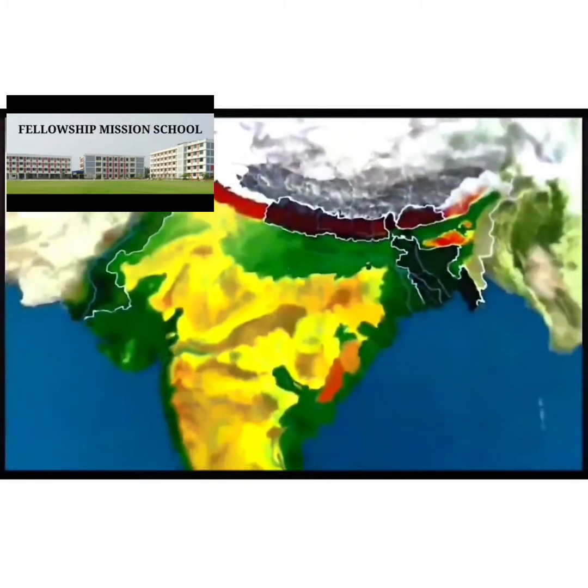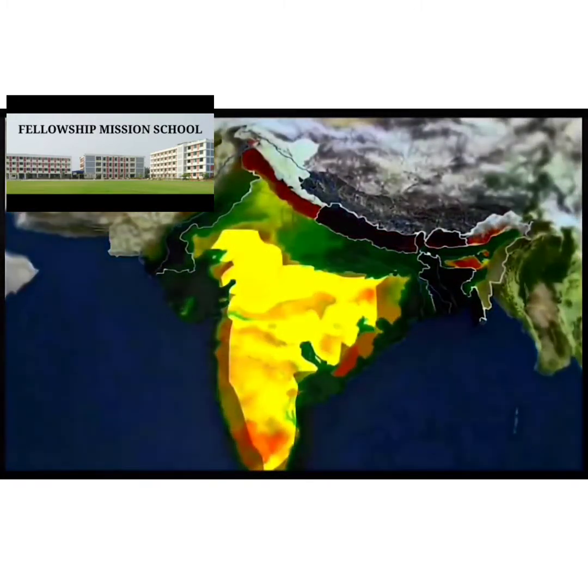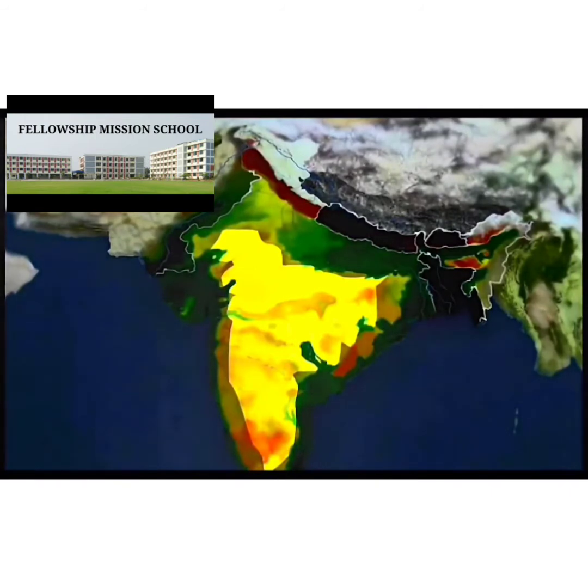The Peninsular River System. The Peninsular River System is older than the Himalayan river system. The peninsular rivers are mainly dependent on rain. Thus, they have a seasonal flow of water.